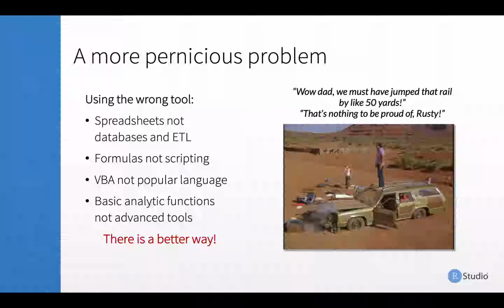So this example reminded me of the scene in National Lampoon's Christmas Vacation where Clark Griswold jumps the family truckster 50 yards, and Rusty says, "Wow, you must have jumped that like 50 yards, Dad." And Clark says, "That's nothing to be proud of, Rusty," but inside he was secretly proud of it the whole time. This family truckster represents my Excel spreadsheet. At the time I was proud of it, it's not something I'm proud of any longer.